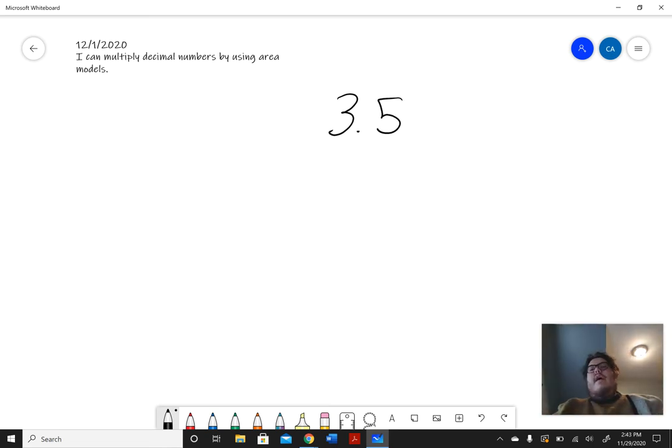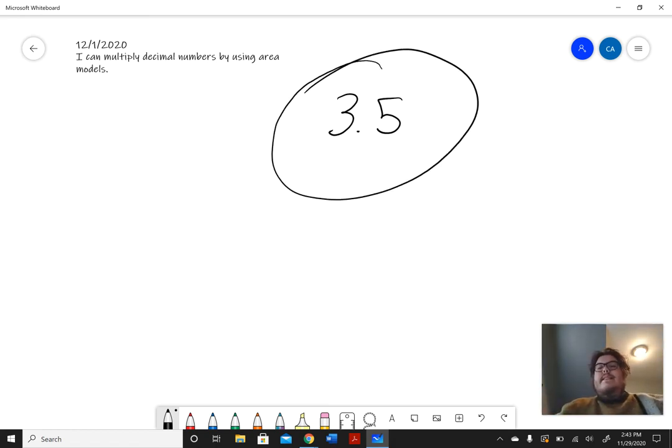In your guided practice with your teacher, you're going to be asked this same question, but I want us to take a minute and think about all of the ways we can say this number, 3 and 5/10. Okay, so go ahead and pause. How can we say this number?